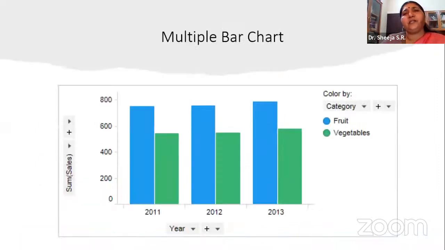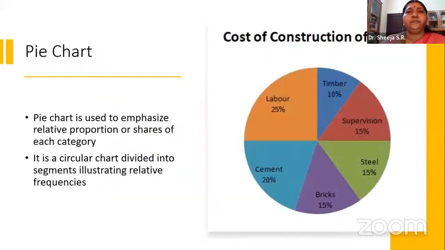And you can have multiple bar charts also. Here, sales of fruits and vegetables are given for 3 consecutive years, 2011, 2012 and 2013. From the multiple bar chart, you get an idea about the sales of fruits and vegetables for these years. Blue indicates fruit, so sales of fruits are higher than that of vegetables in all 3 years.